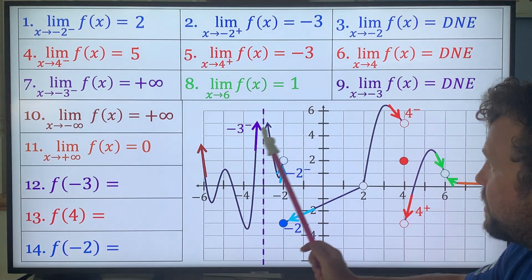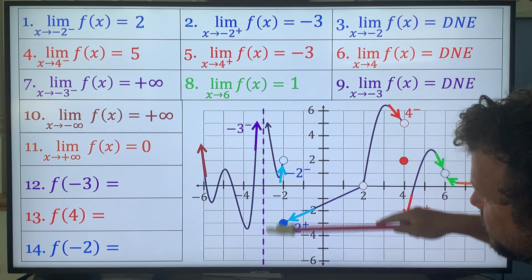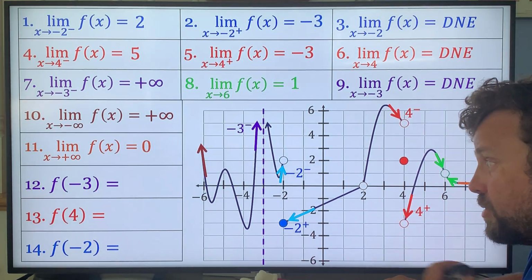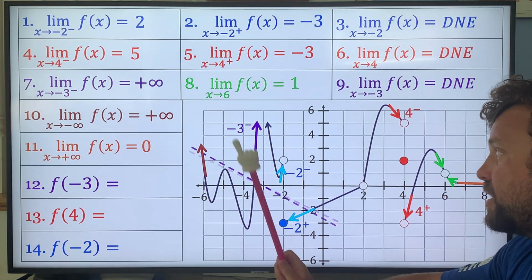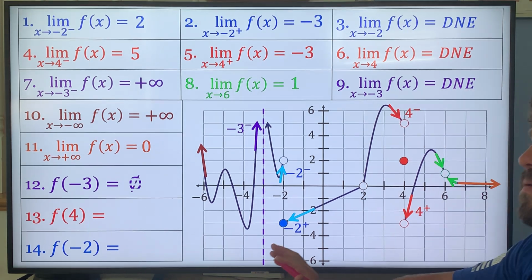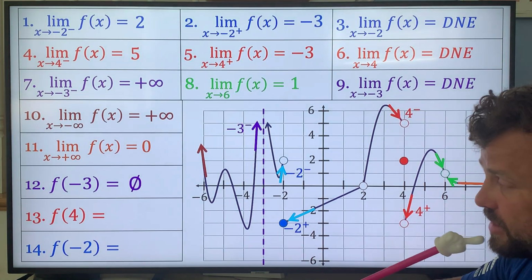F of -3. So here's -3. Let's look up. There's just an asymptote there. There is no solid line or solid circle. So because there's only an asymptote at -3, f of -3 is undefined.